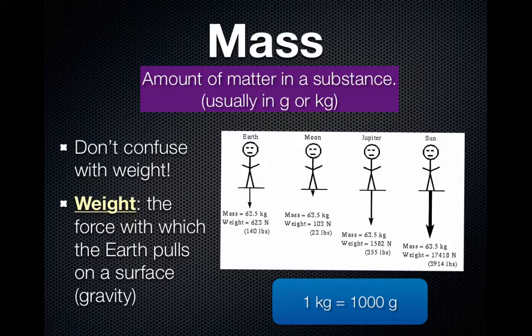On Jupiter, once again, the mass is the same, 63.5 kilograms, but then the weight is 355 pounds. On the sun, your mass would be 63.5 kilograms, but the weight would be 3,914 pounds. So weight is influenced by gravity, whereas mass is just the amount of matter in a substance, and no matter what planet you're on, your mass will always remain the same.